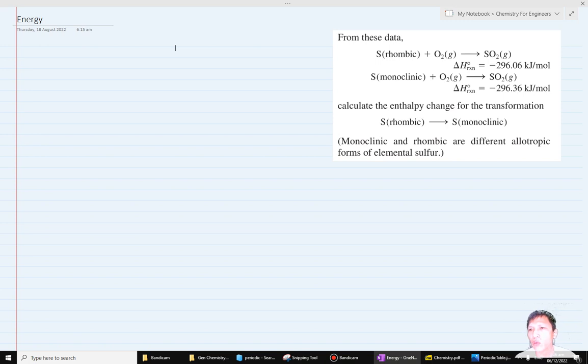And then you have also the formation of SO2. We say formation because SO2 gas is the product of this chemical reaction, meaning the other one is sulfur monoclinic with respect to oxygen. Of course, I think this is combustion also. And then you have the change in enthalpy of reaction standard, with that circle as a superscript, negative 296.36 kilojoule per mole.